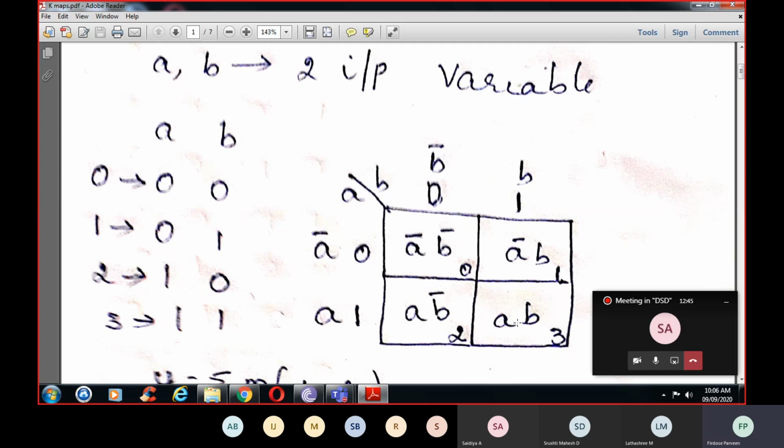So this is the 2 variable K-map. You will have 4 combinations, 4 combinations means 4 cells. Each cell will represent a min term or a max term. Next, going for the 3 variable K-map.